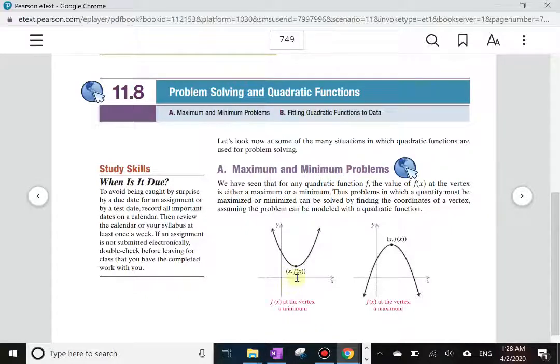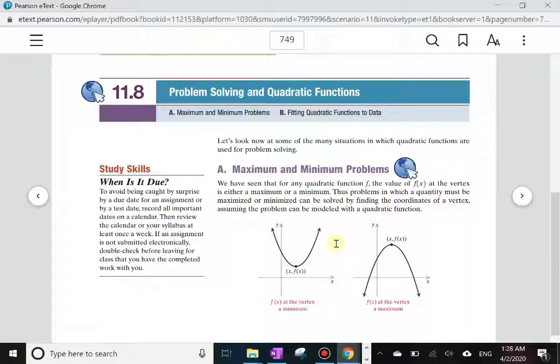This is where it's going to happen, but the value is f of x. So the minimum of the function at this point is f of x at the low point. If the parabola opens downward, then the vertex is going to be a maximum, and the maximum is going to be at f of x again. So we're just going to keep these two things in mind.